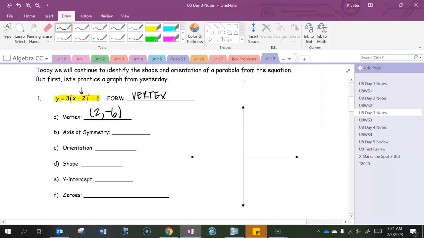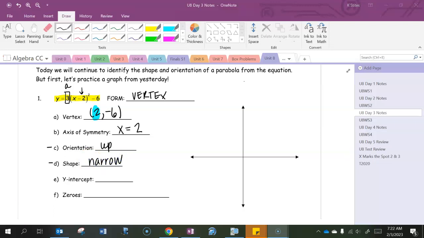I also can identify my axis of symmetry right now, because that is always a vertical line, which is x equals, and it will always go through the x coordinate of the vertex. I can also find my orientation and shape just by looking at this equation. Both of those have to do with my a value. Since my a value 3 is positive, I know I'm going to open up. And since my number 3 is bigger than 1, that means this is going to be a narrow graph.